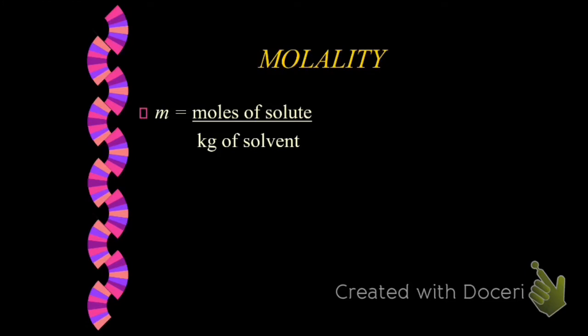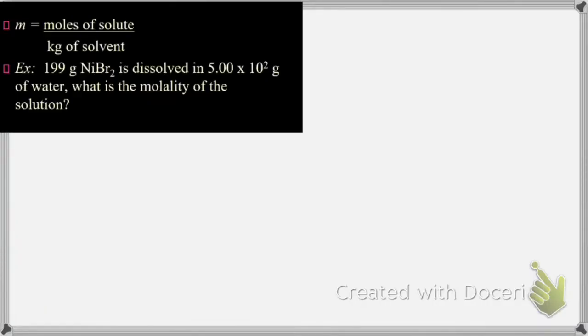Again, why would we use this? It's more convenient for some reason. And I could describe the exact same solution in either molarity or molality. Clearly, we'd have different numbers. So let's find the molality of this example solution. 199 grams of nickel 2 bromide in 500 grams of water. So molality is moles of solute per kilogram of solvent.